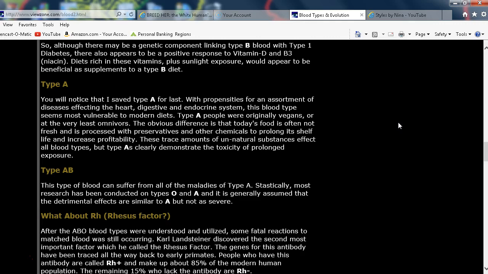Type AB. This type of blood. Yeah, excuse me, I'm drinking coffee and retightening my hair.